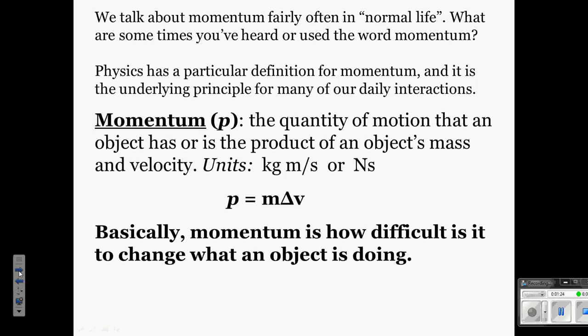Now, I want to recall right here that the Newton is actually kilograms meters per second squared. So N·s is different from N, and the reason is that it's the square on the seconds. But going back to momentum, the momentum formula is P equals mass times the change of velocity. So basically, momentum is how difficult it is to change what an object is doing.